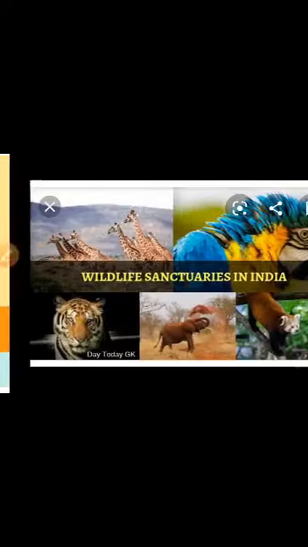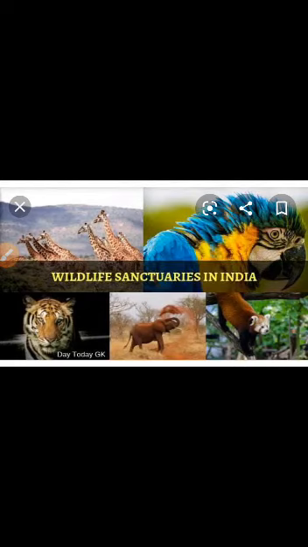Then we come to wildlife sanctuaries. For the conservation of endangered fauna or other fauna, wildlife sanctuaries are made. A wildlife sanctuary is a natural habitat owned by the government or private agencies that safeguards a particular region of birds and animals.